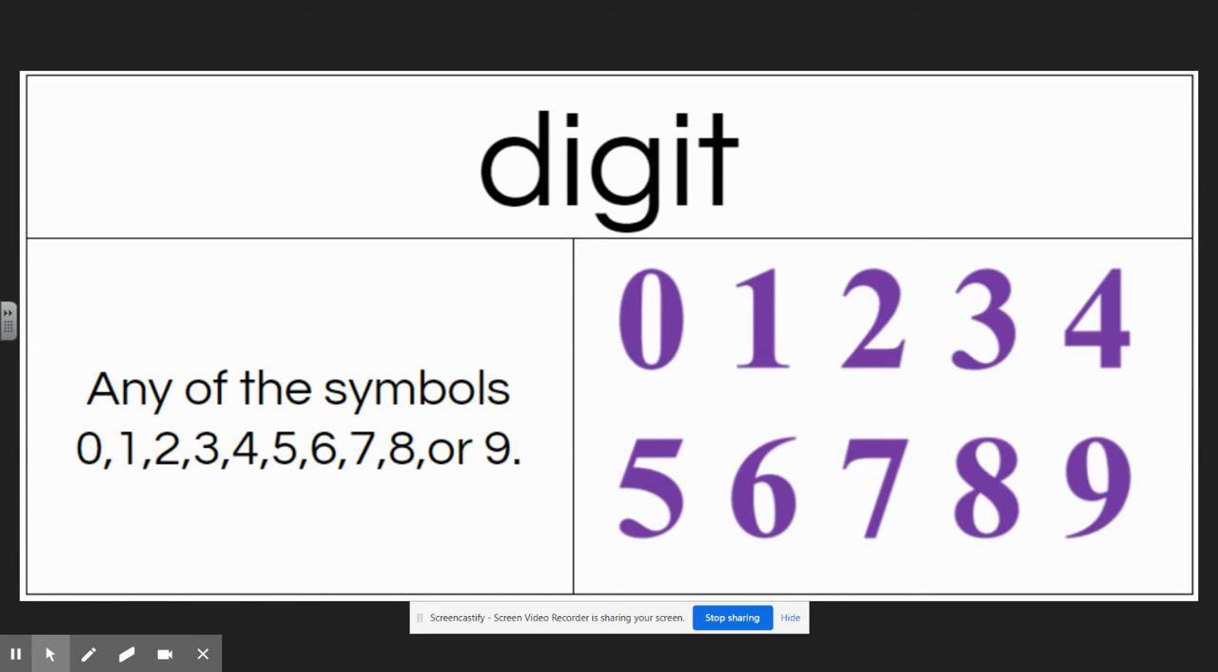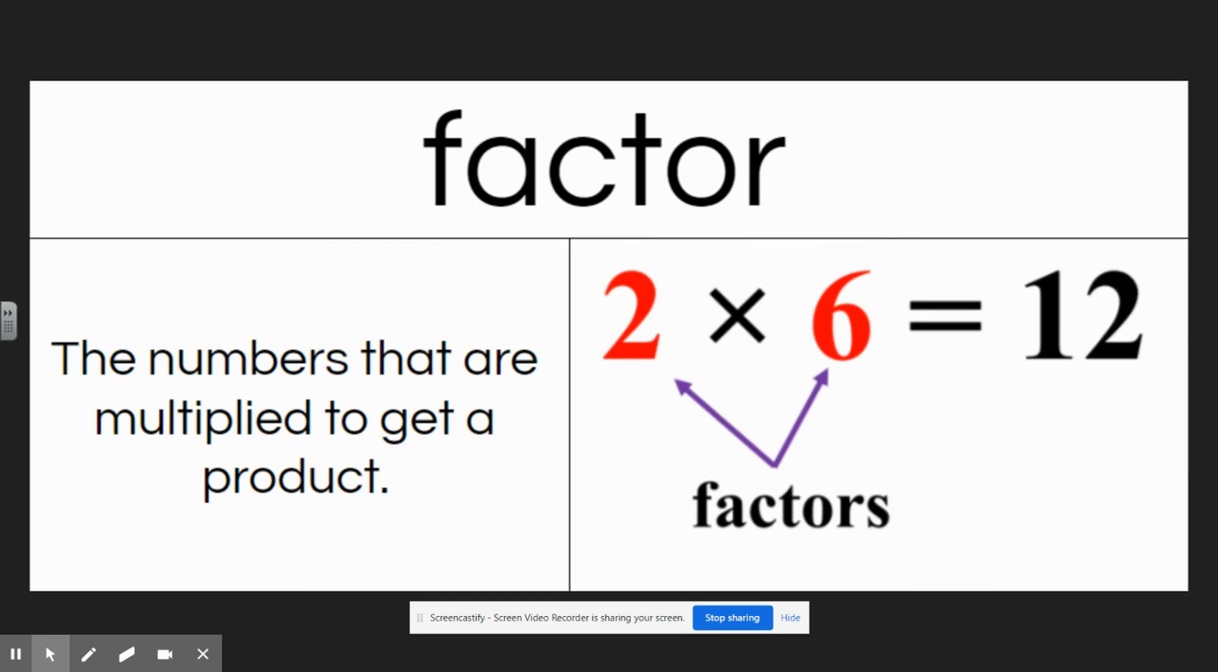Another vocab word is digit. A digit is any of the symbols 0, 1, 2, 3, 4, 5, 6, 7, 8, or 9. We learned about factors. A factor are the numbers that are multiplied to get a product. So for example, in the sentence 2 times 6 equals 12, the factors are 2 and 6.